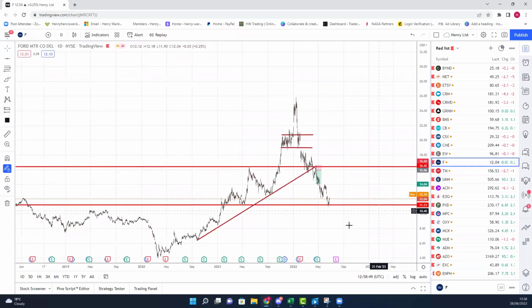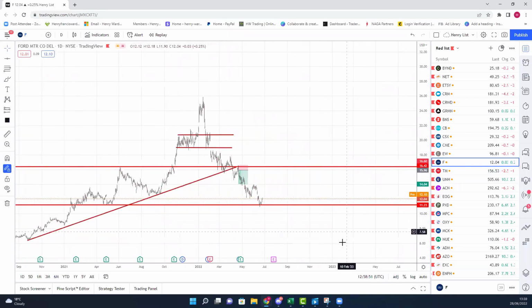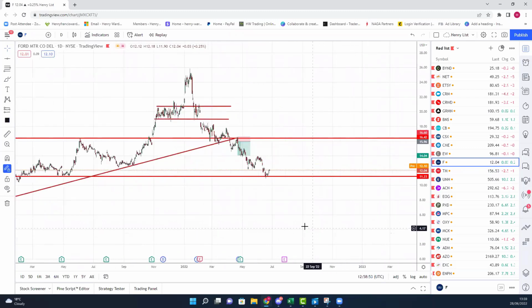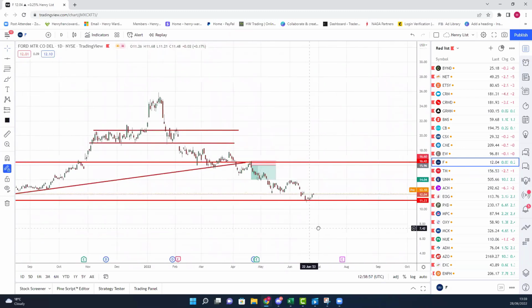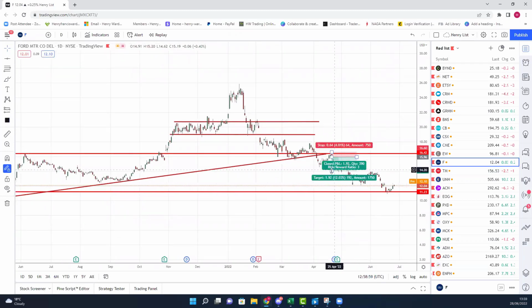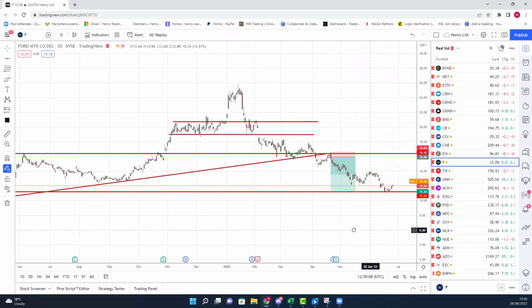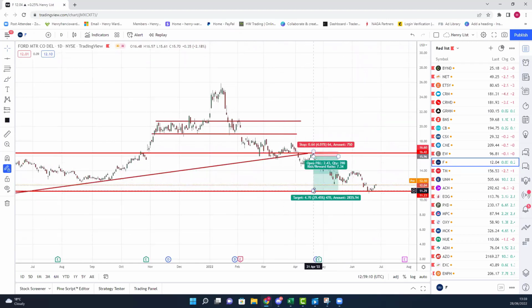Ford again has dropped back down to this level. We talked about potentially shorting it at this area here. So anyone who shorted the market at that particular point had a really, really good time, and it went down to a 7.3 to 1. So well done, anyone who shorted that off that break and retest.